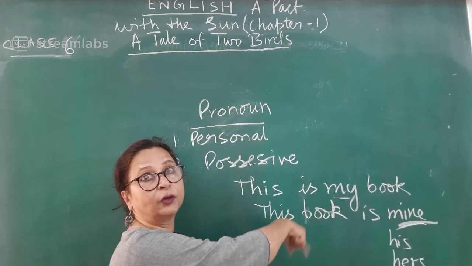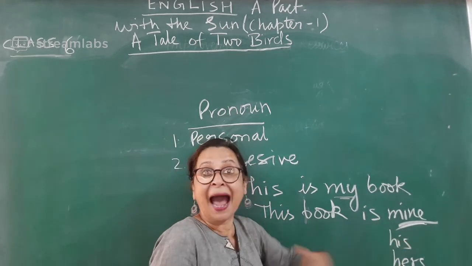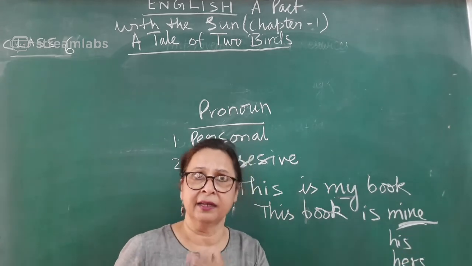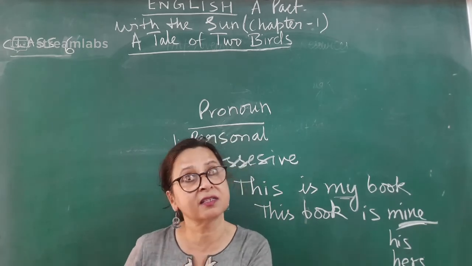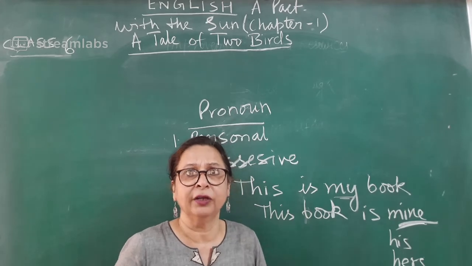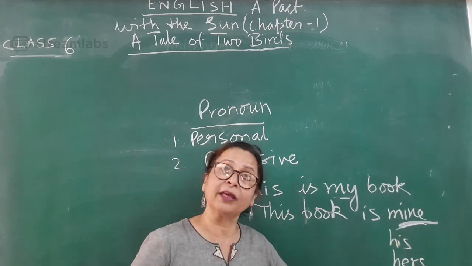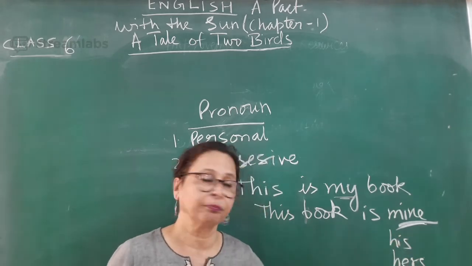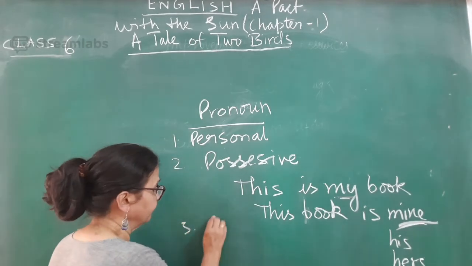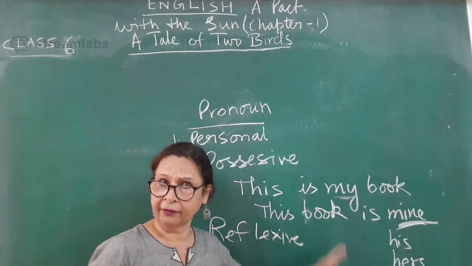I wanted to clear this to you, because many commit this mistake. My book; mine book is wrong. It is: this book is mine. This book is hers, then you put S. But in his there is already an S, so no need to put another. This book is his. Theirs. This is possessive. Now next is reflexive. So we'll take only these three; next time we'll continue with the others.